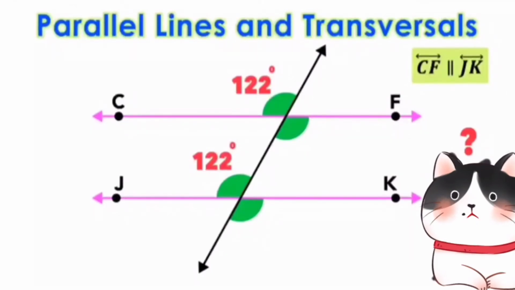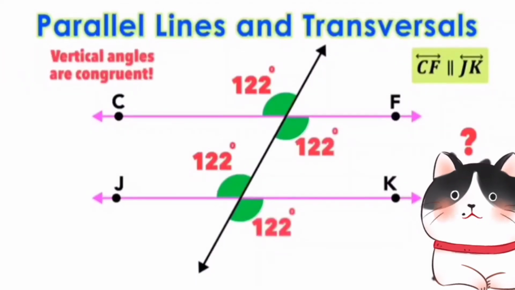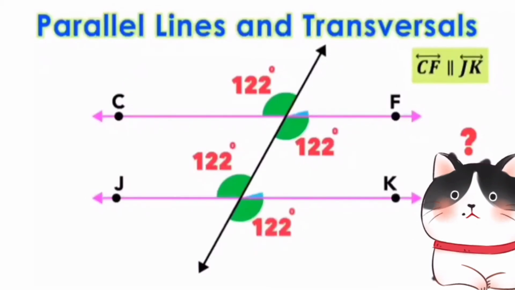Let's start out with the angles directly opposite or vertical to the angle that we just found, which was 122 degrees. We know that vertical angles are always congruent, so in this case, the angles opposite are also 122 degrees. Okay, I'm cool with that, but how do we find the other angles?